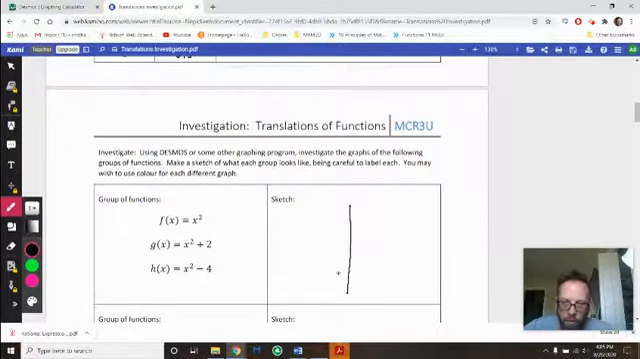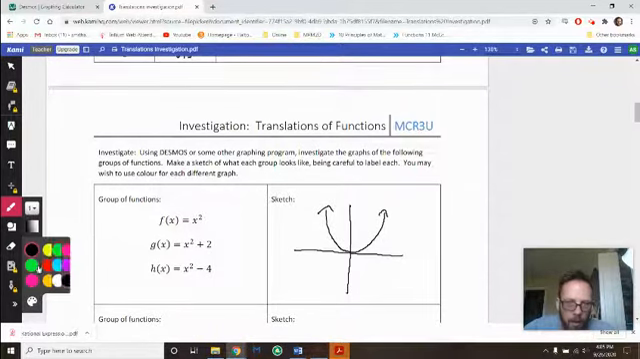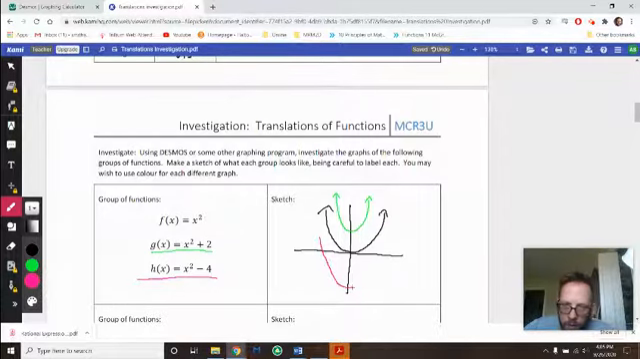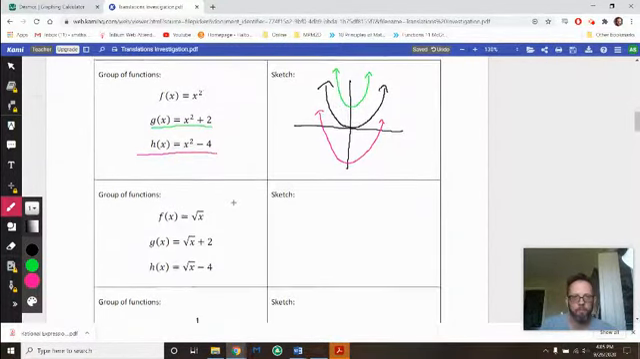I'm just going to draw rough axes. Then here was the basic parabola. And then I'll use green for x squared plus 2. It just simply looks like that. And x squared minus 4 looks something like that, super rough. Making a rough sketch will give us a very good idea of what's happening today. Okay, now we're going to look at these three.